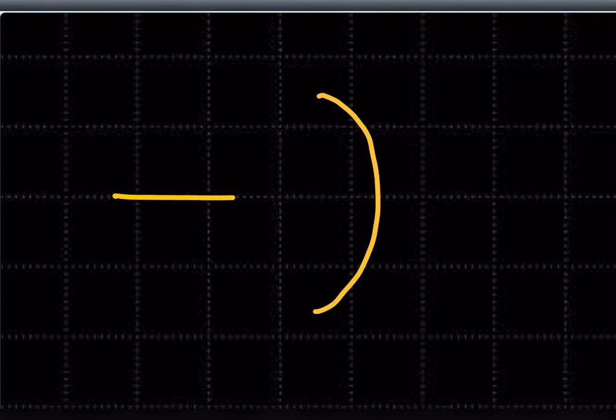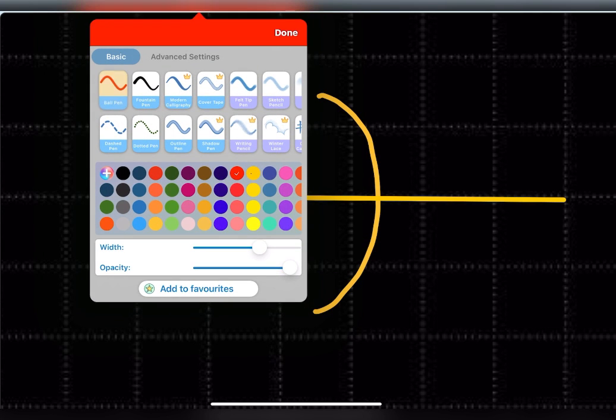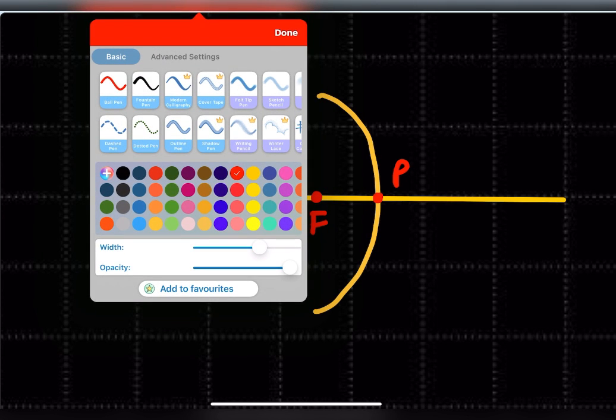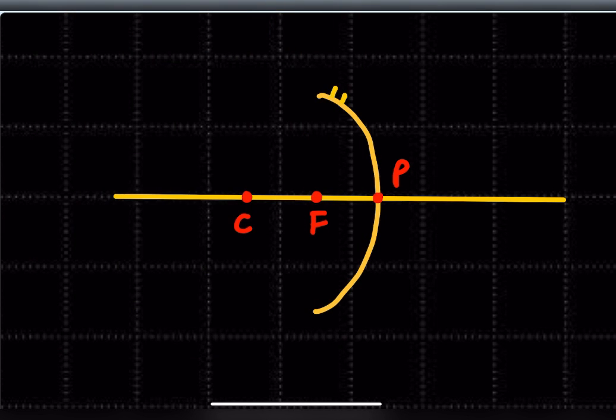Let me draw a straight line. What is this? This is the principal axis. Okay, we know what are the things we need. We understood before. This is the pole. Somewhere here it is called focus, and somewhere here it is called center of curvature. You got the point? Let me draw like this so that you know this is a concave mirror.